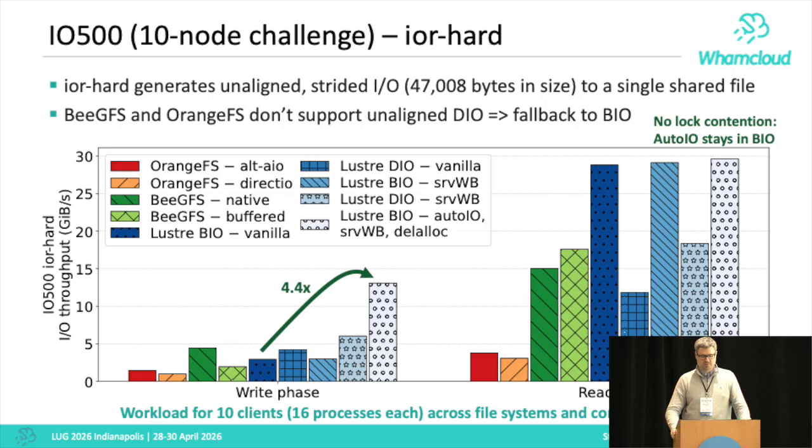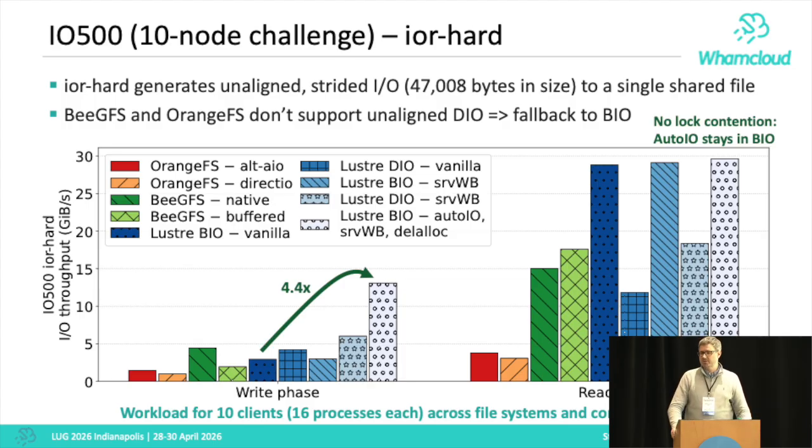So overall, compared to buffered vanilla, this is 4.4 times the performance that we had. For the read part of it, there is no lock contention, and so auto I/O stays in buffered I/O and does not switch to direct I/O. Because of that, the buffered I/O cases that we have here stay the same, right? There's not really an impact here. So these are very, very nice results. You very easily get 4 times the performance just for this very hard workload alone.